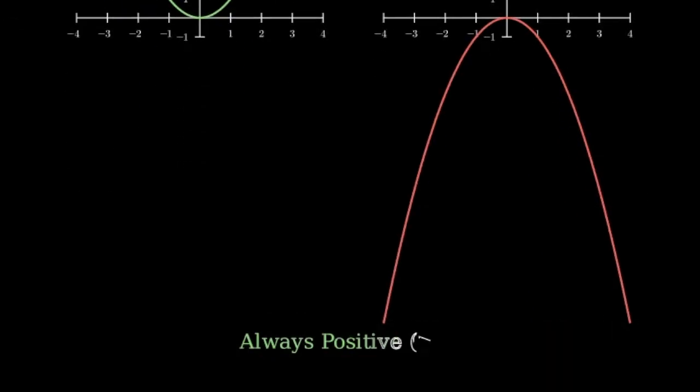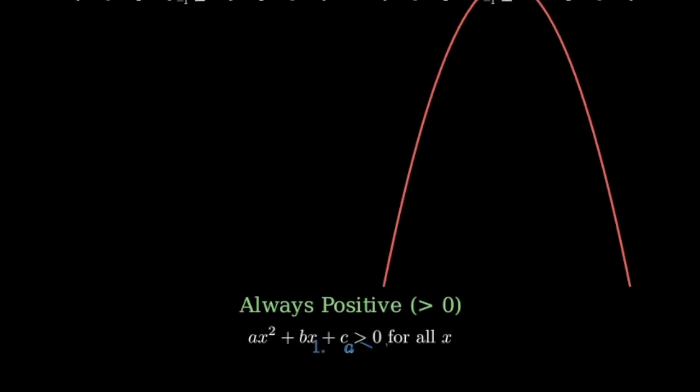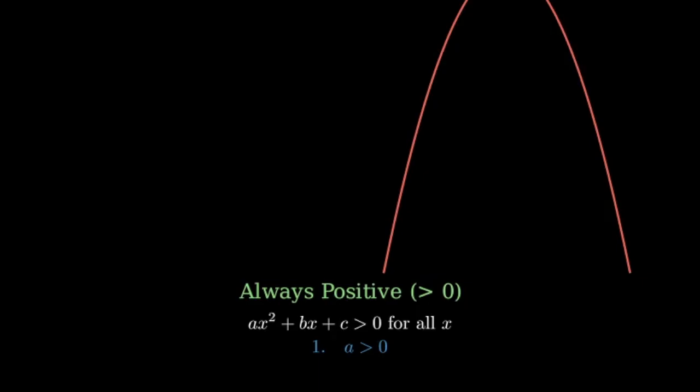First, let's consider when the quadratic is always strictly positive, meaning greater than 0 for all real values of x. For the parabola to be entirely above the x-axis, it must open upwards. So, the first condition is that a must be positive. Second, if the parabola opens upwards, it must never touch or cross the x-axis to remain always positive. This means the quadratic equation, ax squared plus bx plus c equals 0, must have no real roots.